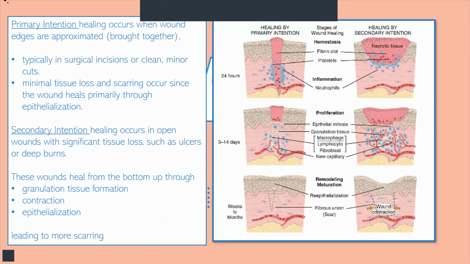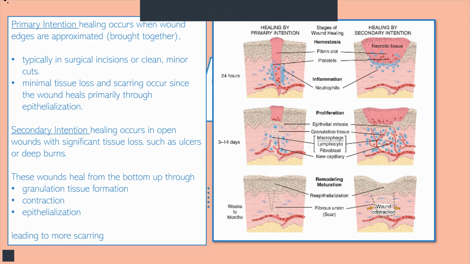Primary intention healing occurs in wounds that have minimal tissue loss and clean, well approximated edges, such as surgical incisions or minor cuts. This type of healing is characterized by rapid closure through epithelialization and minimal scarring. Inflammation is limited, and the wound heals primarily through collagen deposition and fibroblast activity, leading to tissue regeneration with little granulation tissue formation.